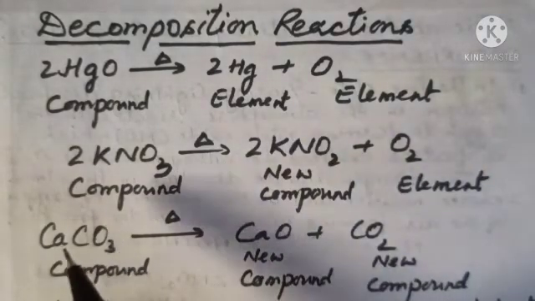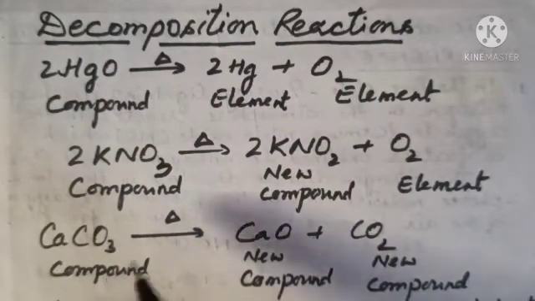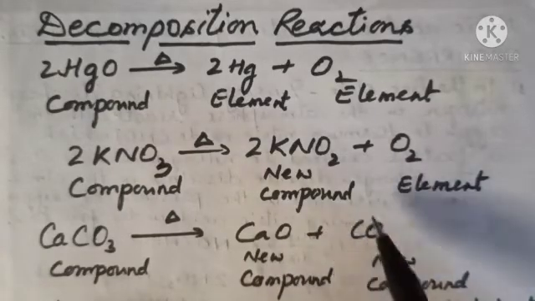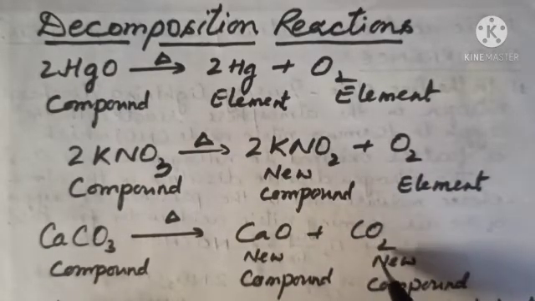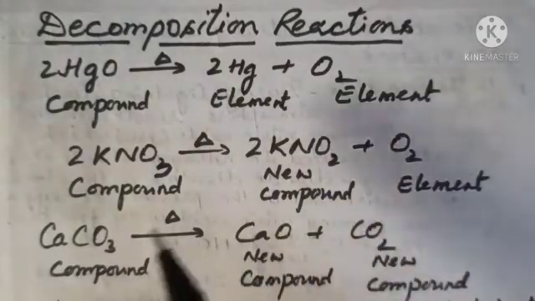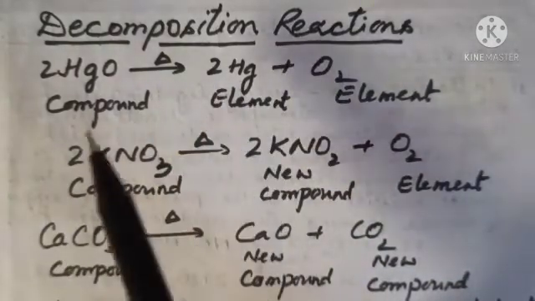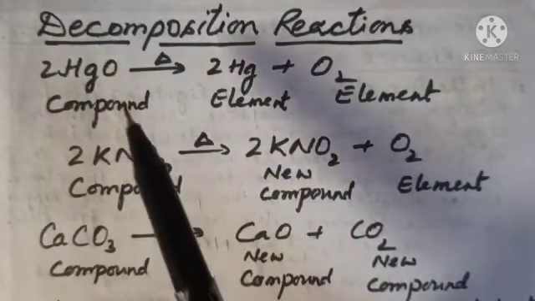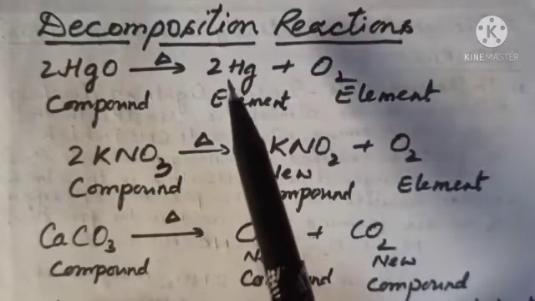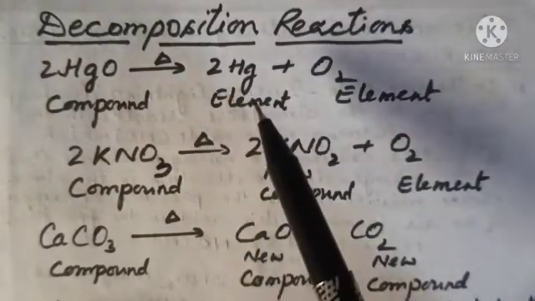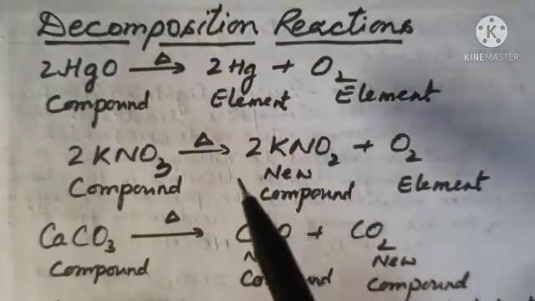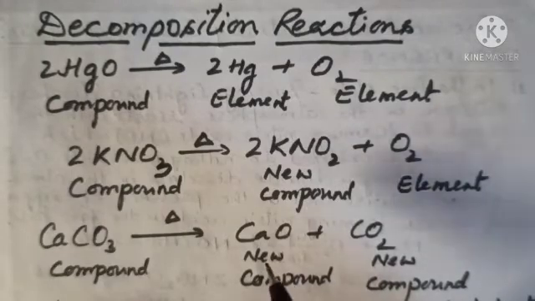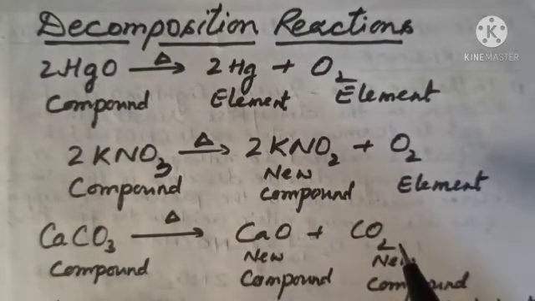Next, calcium carbonate is a compound. On heating it gives calcium oxide, a new compound, and another new compound, carbon dioxide. So in a decomposition reaction, when a compound breaks down by heating, it can give either two elements, or one compound and one element, or two new compounds. Understood?